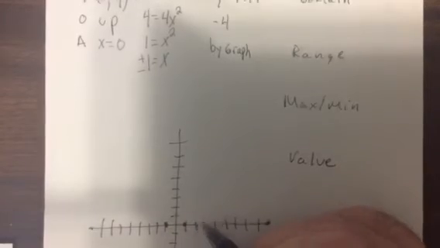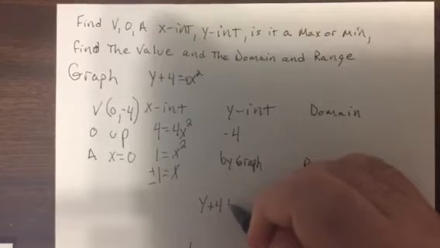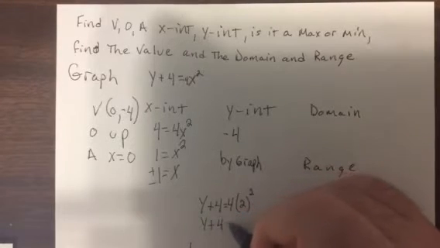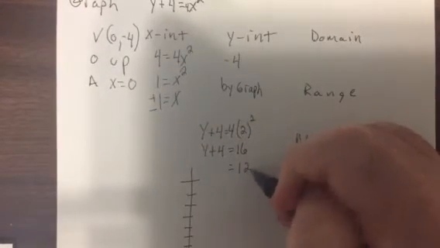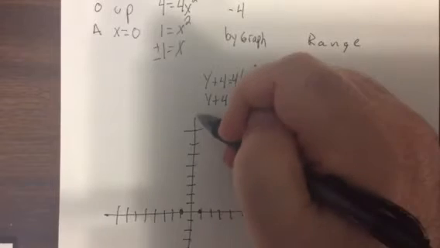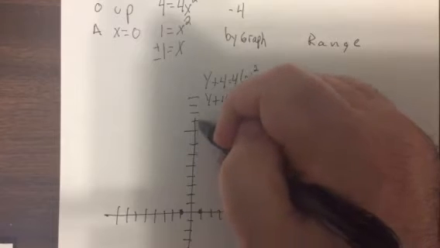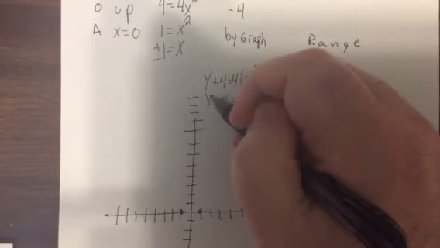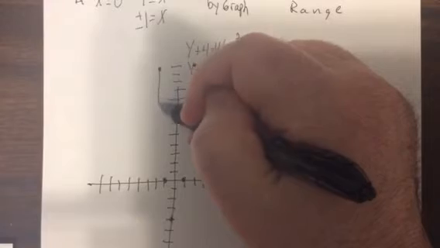So let's see what happens when x is 2. So I would have y plus 4 equals 4 times 2 squared. So y plus 4 equals 4 times 4, which is 16. Subtract 4. So it's the point (2, 12). Counting up 12. Perfect. If there's a point 2 units to the right, there has to be a point 2 units to the left.